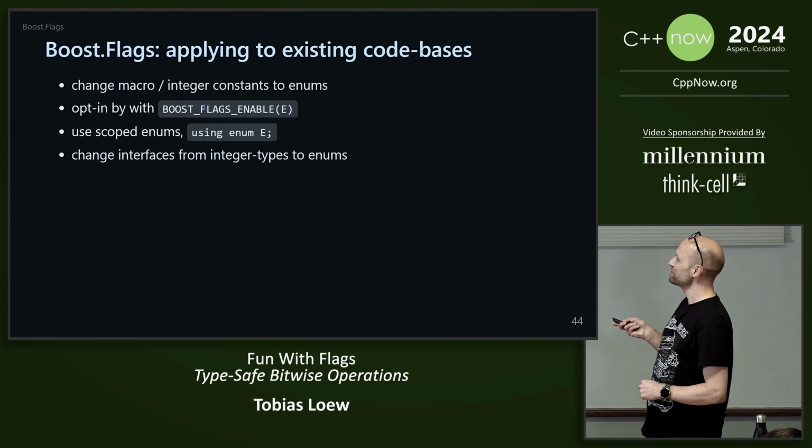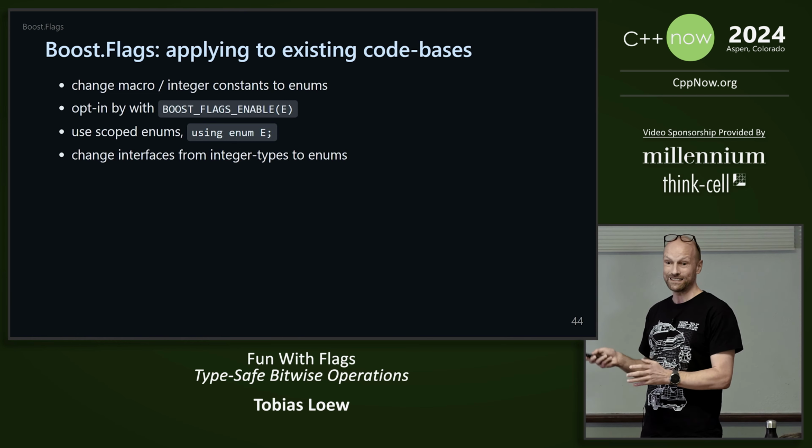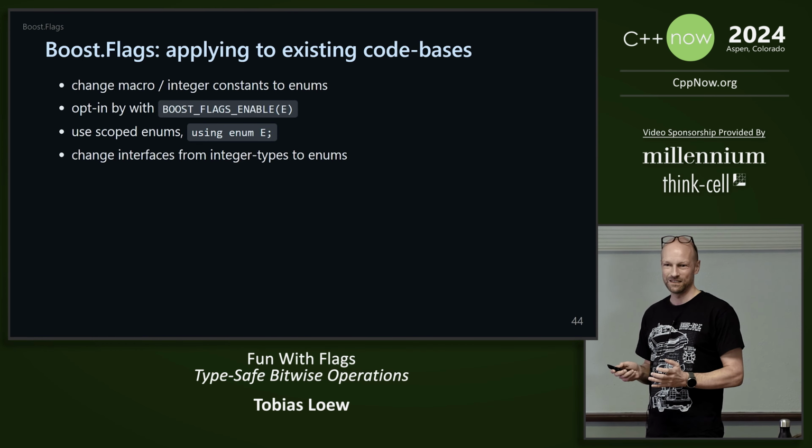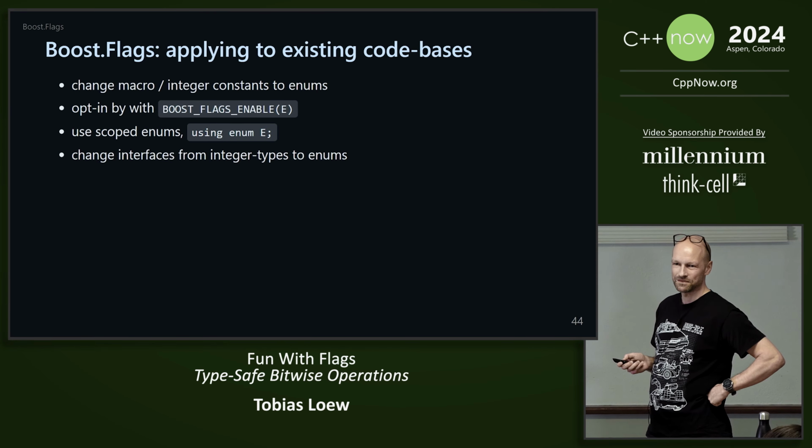Of course, you have to change your interfaces from integer type to enums. That would be maybe a lot of work, but it pays out because you get type safety. Enums or, yeah, the flag set. Your interfaces, instead of taking an enum as a parameter, would take a set of values.